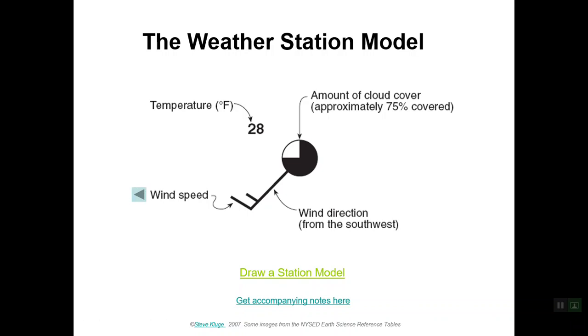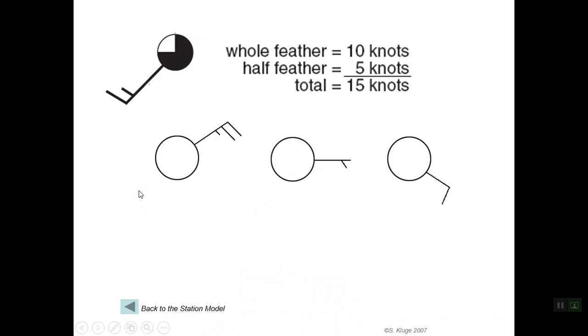Then we have this staff here that represents both wind direction and wind speed. The wind direction is what direction it is on the circle. So this wind direction here means that the wind is coming from the southwest side. Then these barbs over here indicate the wind speed. If we take a closer look, the whole feather, a feather is this long line coming off of the stem, is 10 knots, and a half a feather is 5 knots. So this one has a 15 knot speed.